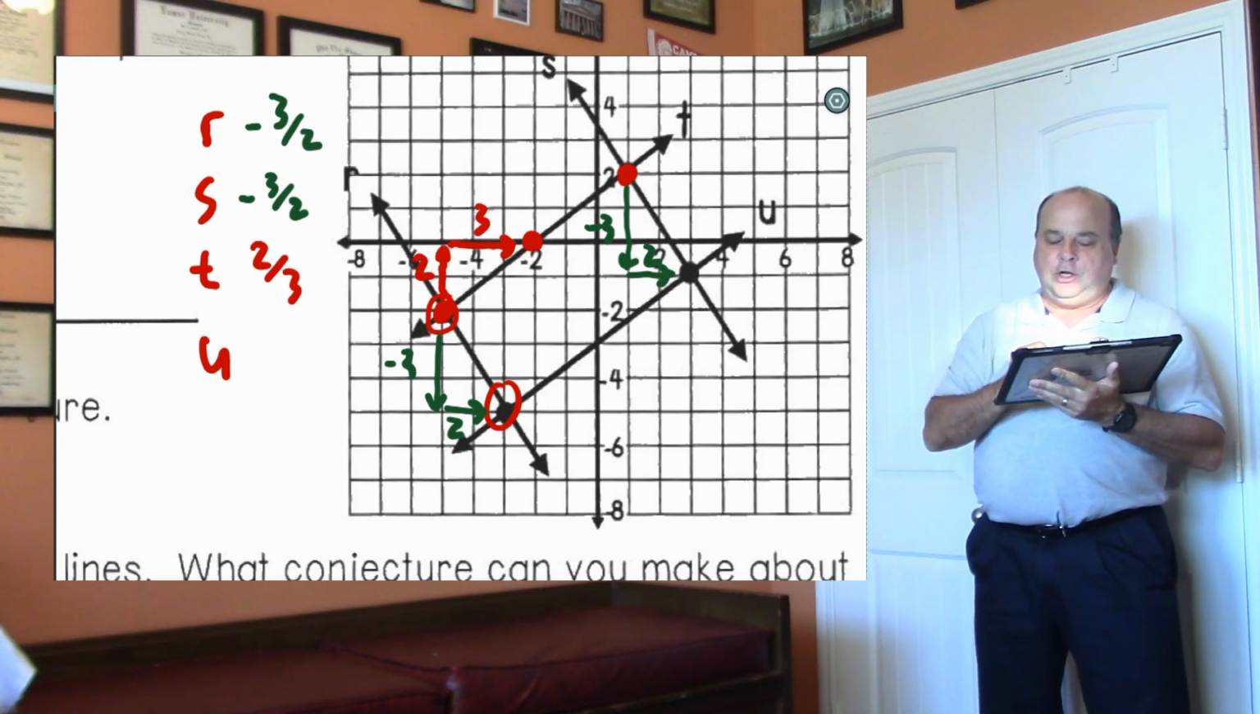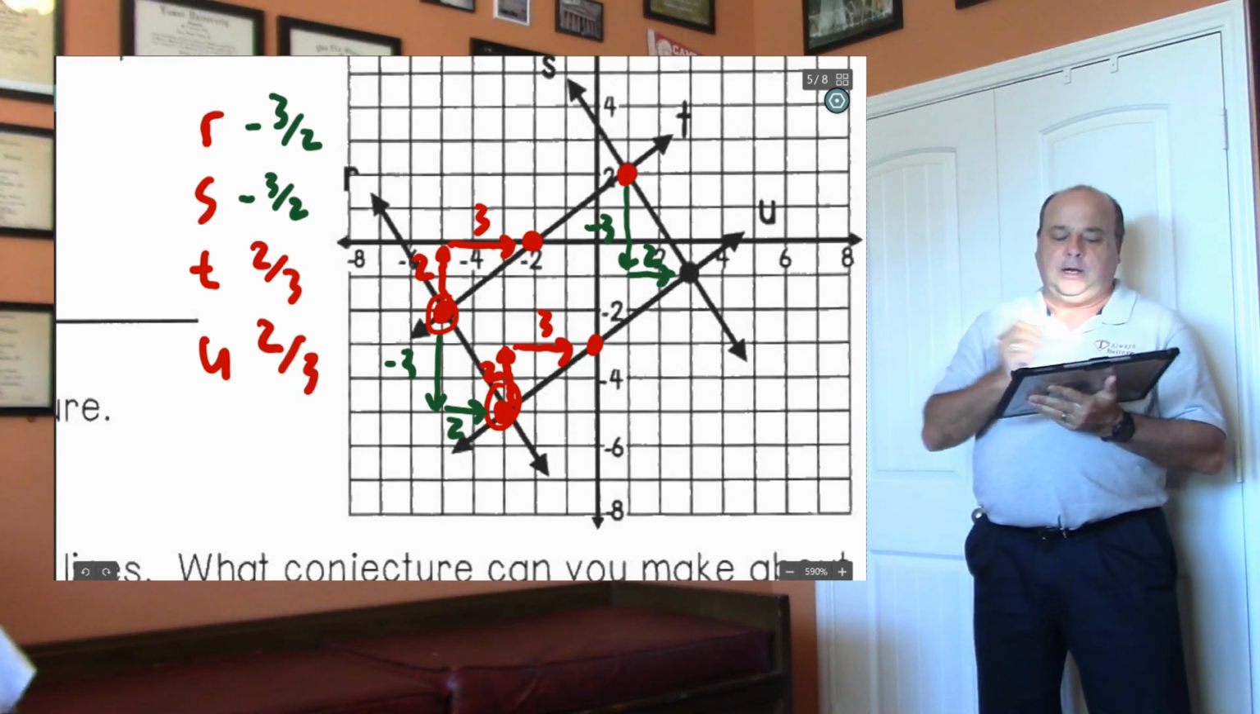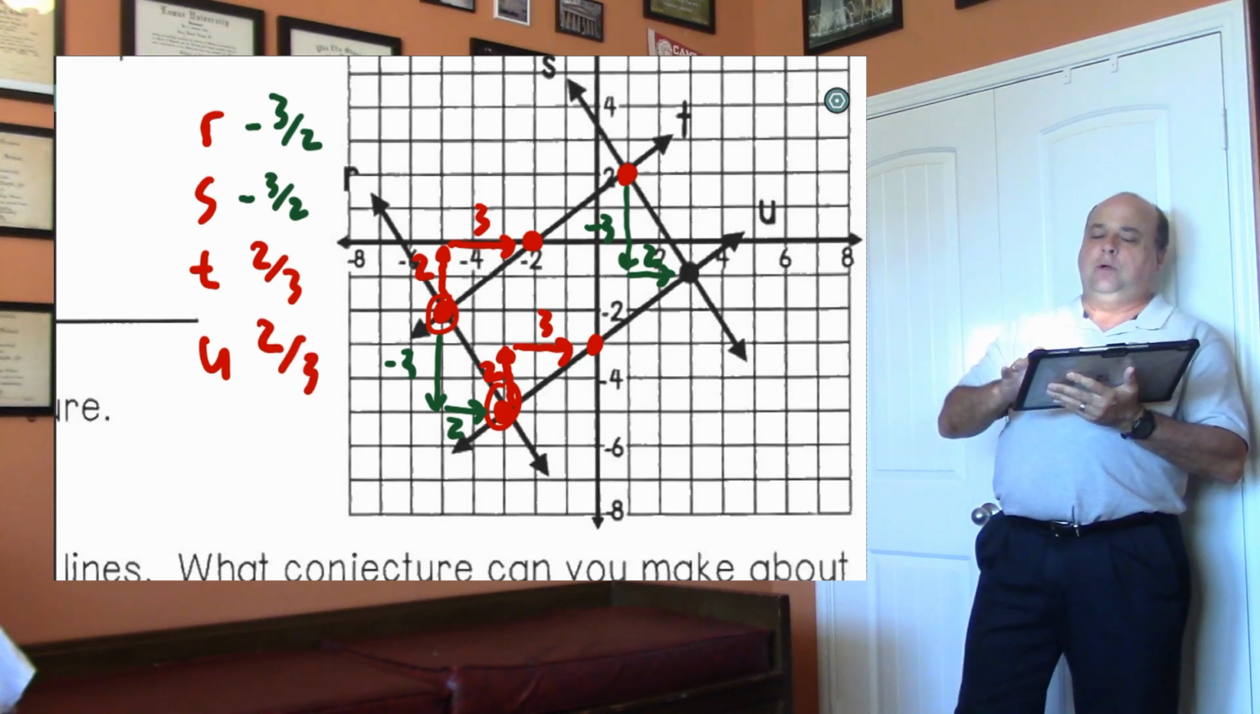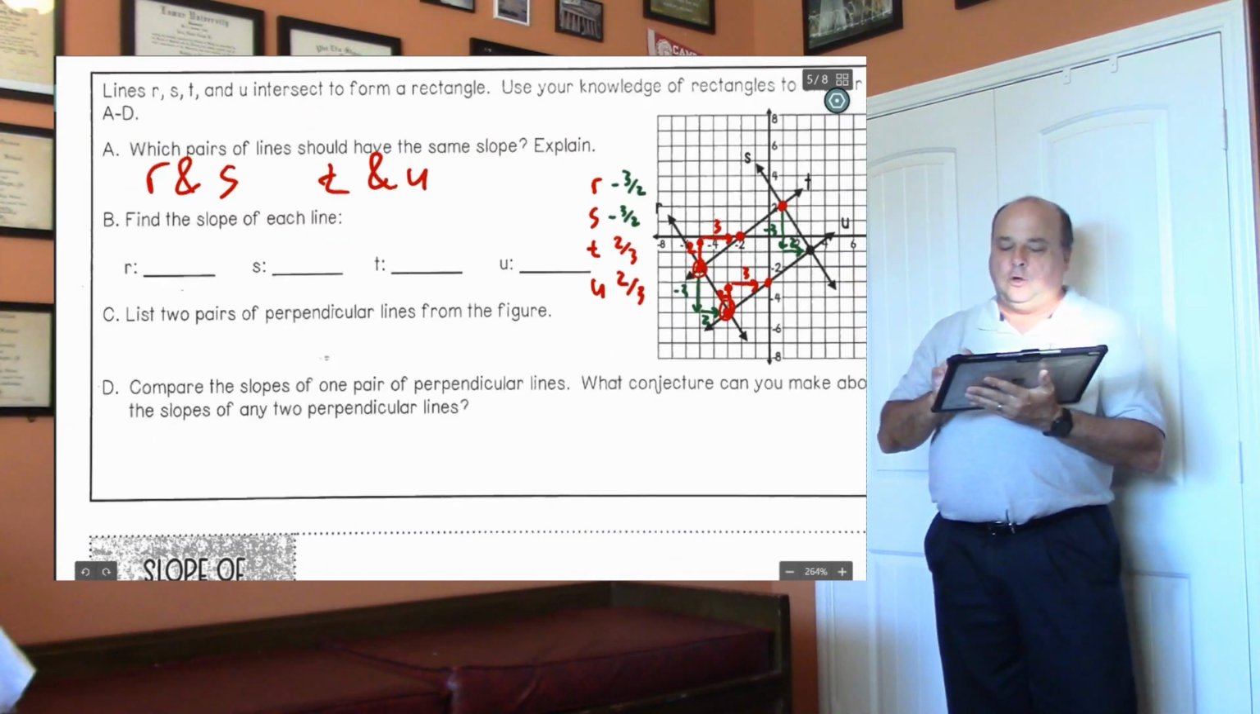And lastly, line U. I'm going to go from here to here. I'm not going to go all the way across. So I'm going to go up and over. I went up 2, right 3, so my slope's 2 over 3. So now I have my slopes. I'm going to zoom out, and let's write these slopes in here.